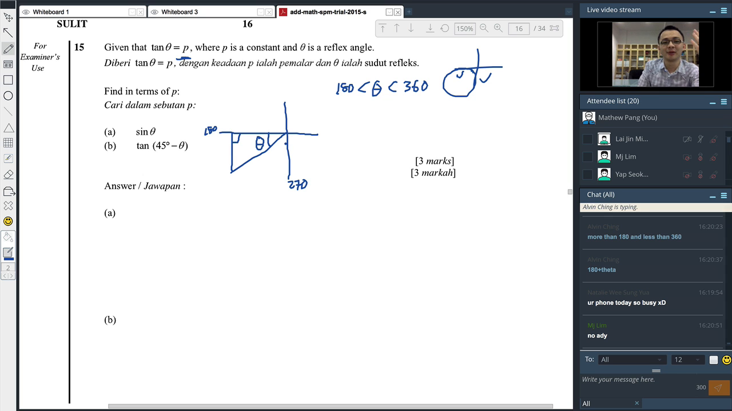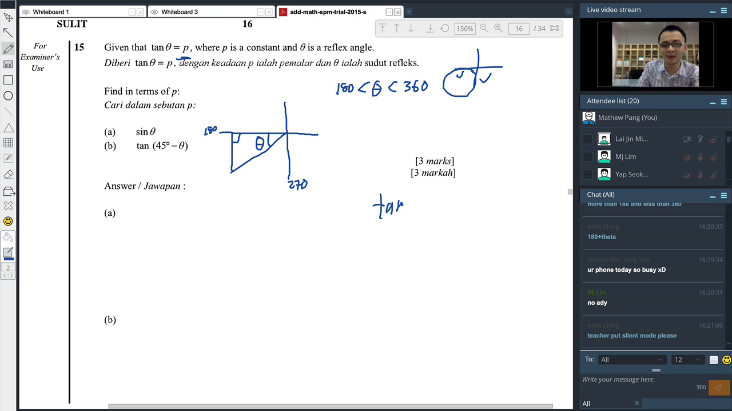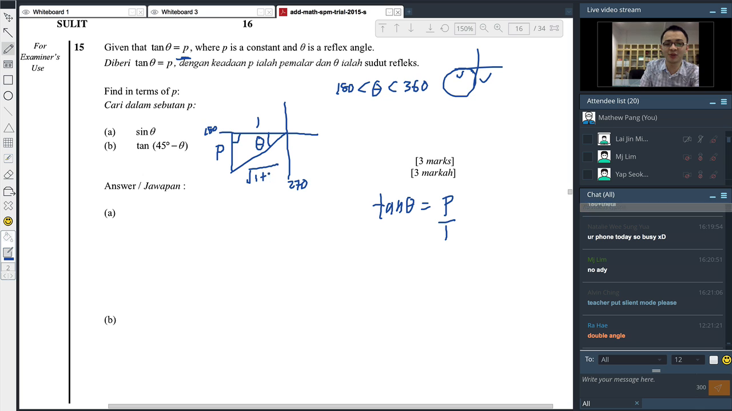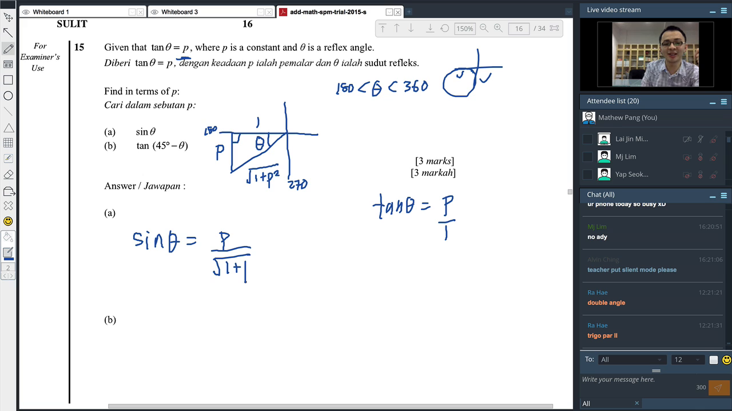So then what I want to do is, because tangent delta equals P, I know this is P over 1. Tangent is opposite over adjacent. So my opposite is P, adjacent is 1. Therefore, I can easily know my hypotenuse will be square root of 1 plus P squared. If you want me to find sine delta, it will be very easy. Sine is opposite over hypotenuse, so P over square root of 1 plus P squared. Because my opposite is P, my hypotenuse is square root of 1 plus P squared.